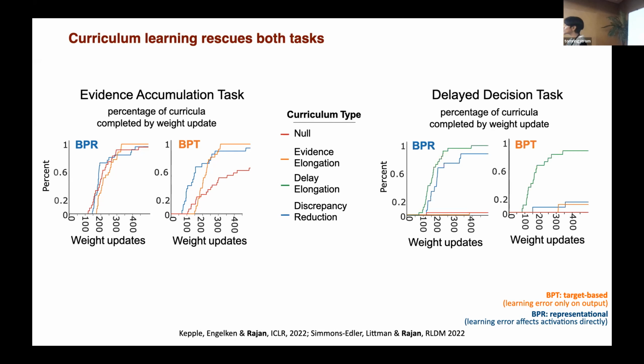Now, remember the delayed decision task, where both networks, with both types of learning principles, famously failed. They also get rescued, but to different degrees with different curricula. The target-based vanilla version responds very well to the delay elongation one. The representational one has a bigger speed up to the delay elongation one, and to a lesser degree to the discrepancy reduction one. So the discrepancy reduction one can disambiguate the two tasks and the two curricula, and the delayed decision task has different performance with different types of learning rules.